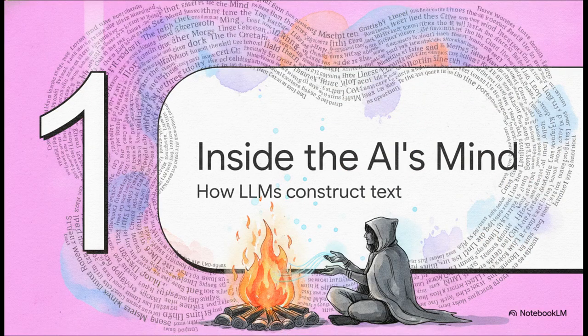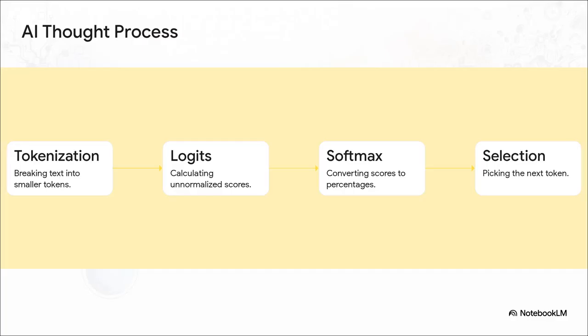Section 1. Inside the AI's mind. Okay, let's dive into this. To understand temperature, we first have to understand how an AI actually writes. You might think it generates a whole paragraph all at once, but it doesn't at all. It's much more like a storyteller sitting by a campfire, meticulously choosing their very next word based entirely on the story they've told so far.